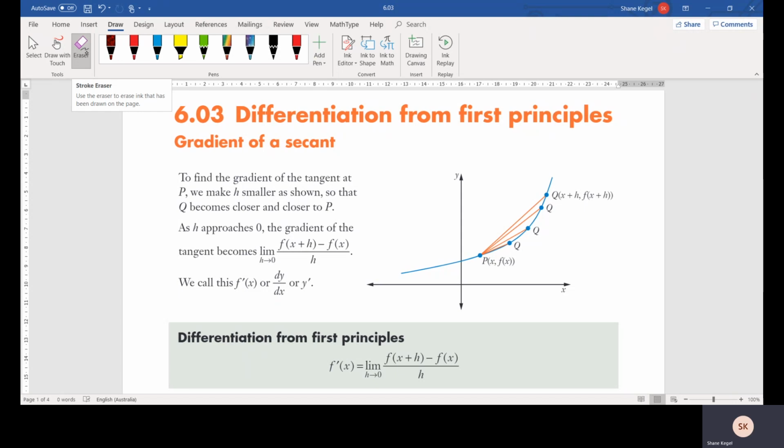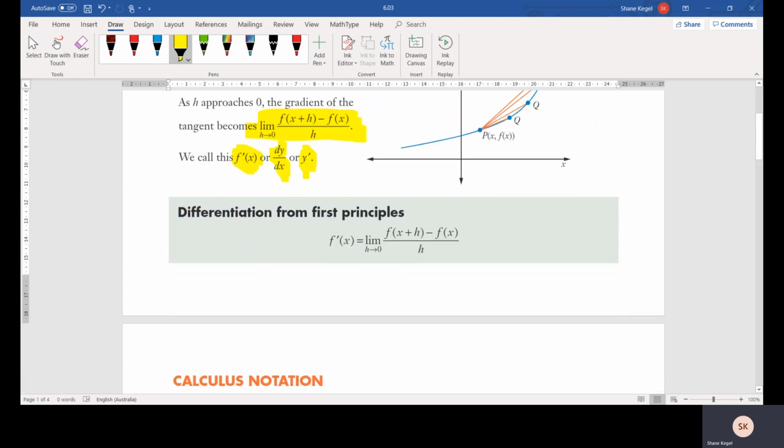As you can see, as h, the height we are away from our point, approaches 0, as we get closer and closer to our point, the gradient of the tangent becomes this formula: as h approaches 0, we find our function of x plus h minus our original function, the function of the curve, divided by our height. We'll see this a few times. These are the three different ways that we can write the derivative function: f dash of x, derivative of y with respect to derivative of x, or y dash, or basically derivative of y.